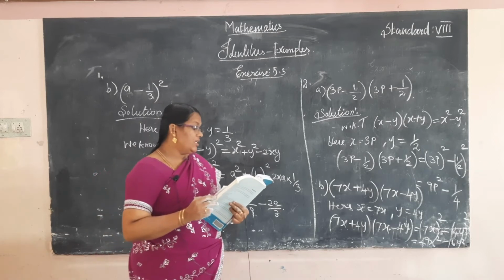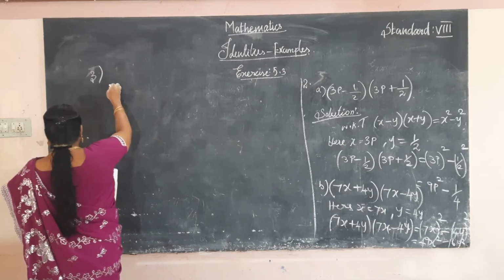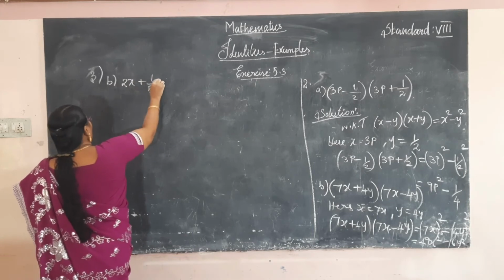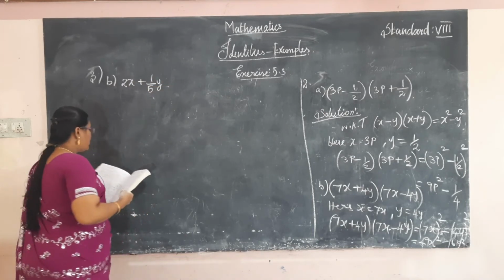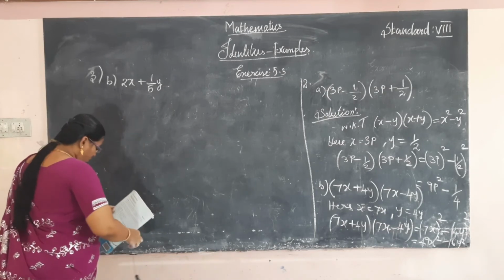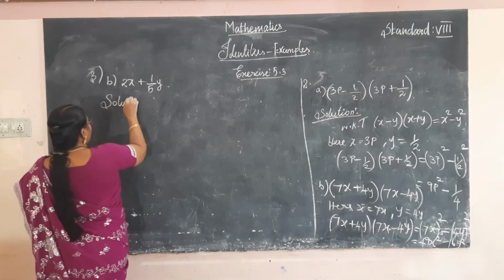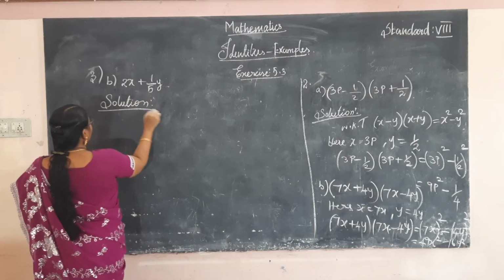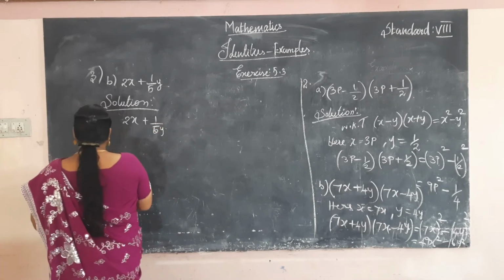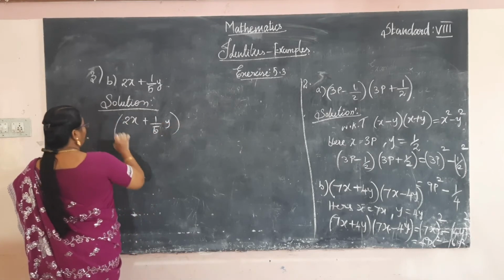And third one, find the square of the following. A is homework. B, 2x plus 1 by 5y. See, also homework. Okay. Find the square. Square means whole power square. Solution: 2x plus 1 by 5y, the whole square.